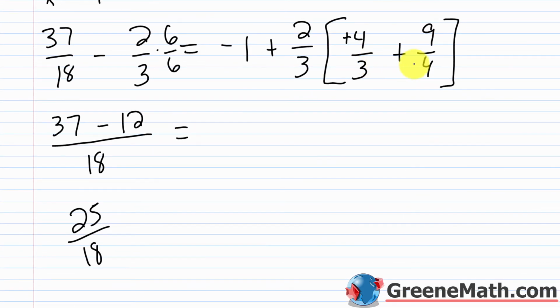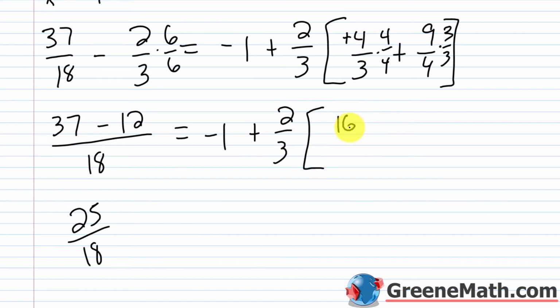Over here, if I think about 4/3 plus 9/4, I'd multiply this by 4 over 4. I'd multiply this by 3 over 3. And so negative 1 plus 2/3 times 4 times 4 is 16 over 12 plus 9 times 3 is 27 over 12. And 16 plus 27 would be 43. So I'd have 43/12. So let me just erase this and write 43/12.